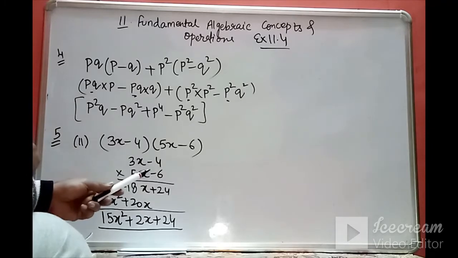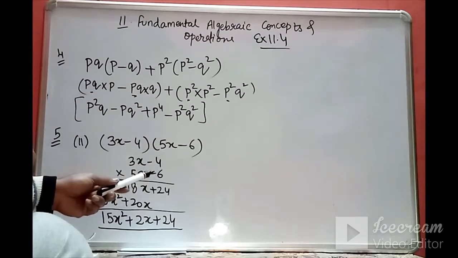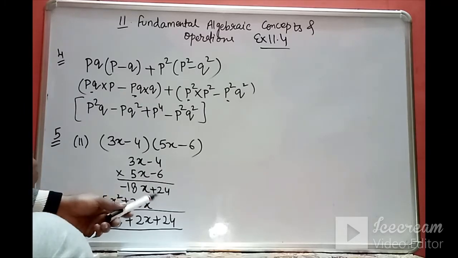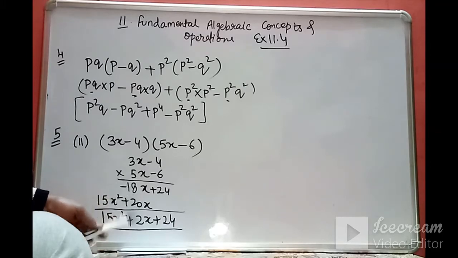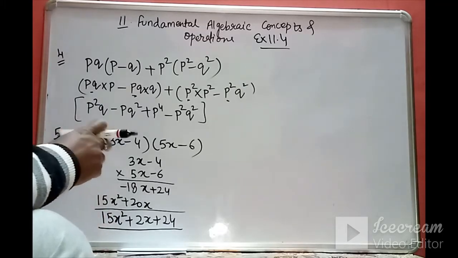First you write the terms, then you multiply this term to the whole expression, then this term to the whole expression, and then write the like terms together. If you write the like terms together, then only you can add or subtract them. So this 24, there is nothing, so it is 24. Then 20 minus 18 is 2, and again 15x square is alone, so we will write it as it is.